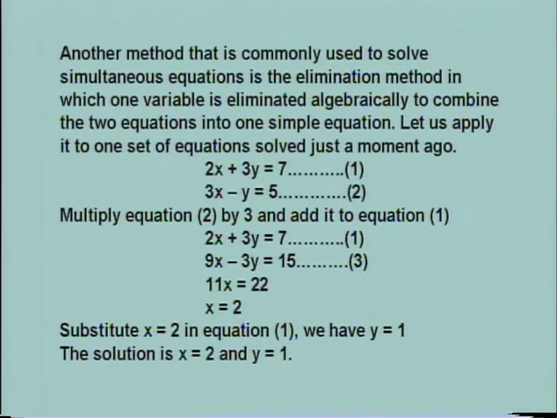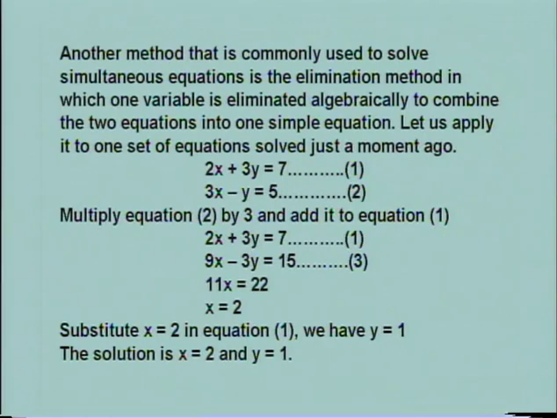2x plus 3y is equal to 7, our first equation. 3x minus y is equal to 5, our second equation. Multiply the second equation, or equation 2, by 3 and add it to equation 1. Equation 1 can be rewritten as 2x plus 3y equals 7. And when we multiply equation 2 by 3, we have 9x minus 3y is equal to 15. Call that our third equation.